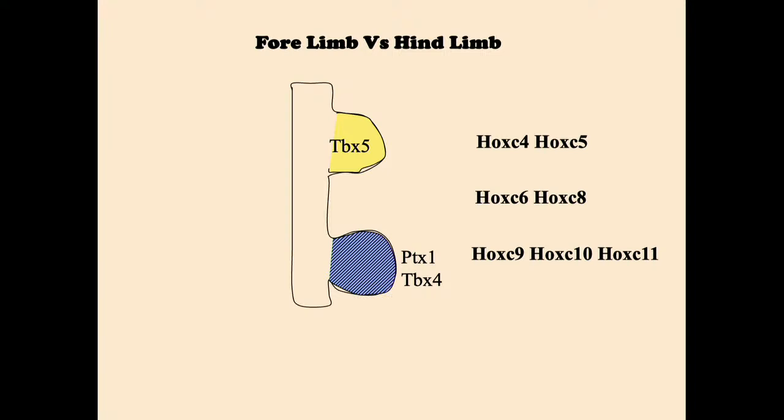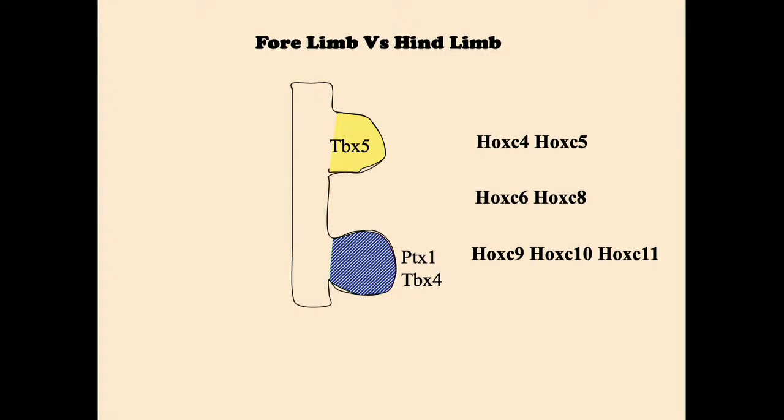Hox C4 and C5 are required to specify the forelimb, right? Like in mammals, the 2 arms, or sorry, in humans, 2 arms. In mammals, let's say front legs. This is in case of any vertebrate with 4 legs. C9, 10 and 11, there are 3 Hox proteins that collaborate to specify the hind limb, right?